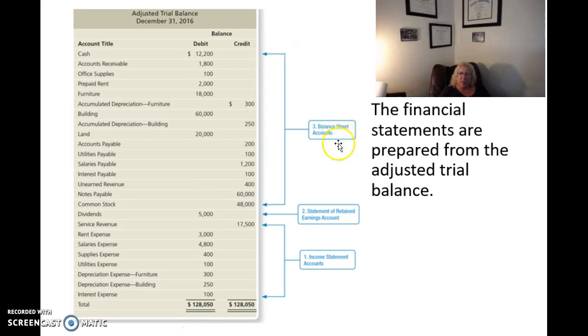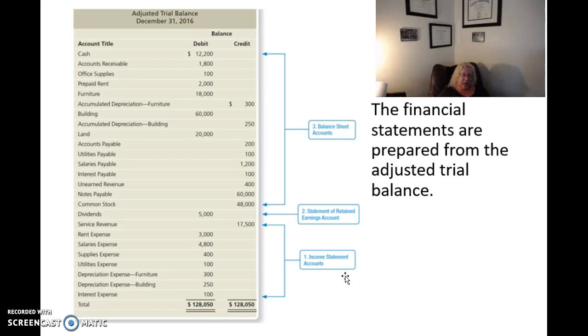And so you can see up here, the balance sheet accounts are at the top. And then we have our statement of retained earnings accounts right here. And then we have our income statement accounts. So the statement of retained earnings account is just that dividend account there.